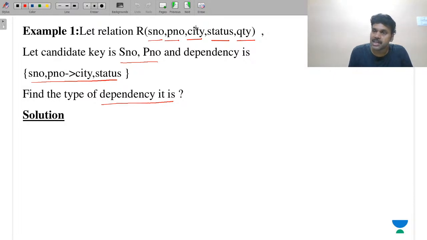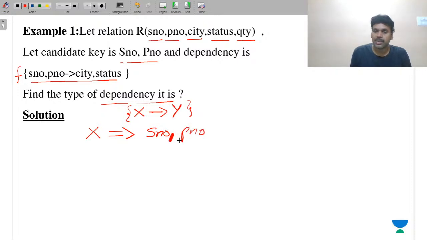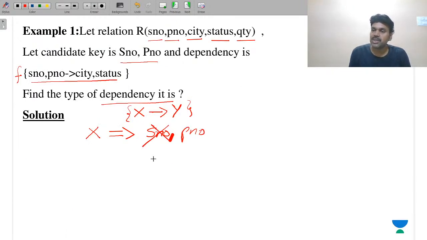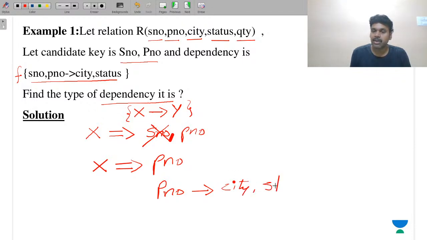To prove that it is a fully functionally dependent, here X is nothing but, as far as the given functional dependency is concerned, S number and P number. So what the definition is telling you: if you extract any attribute from your X, then X implies Y is invalid. If I remove this S number, then your X is only P number. Therefore, the functional dependency is P number implies your city comma status. This is wrong. Why is it wrong?